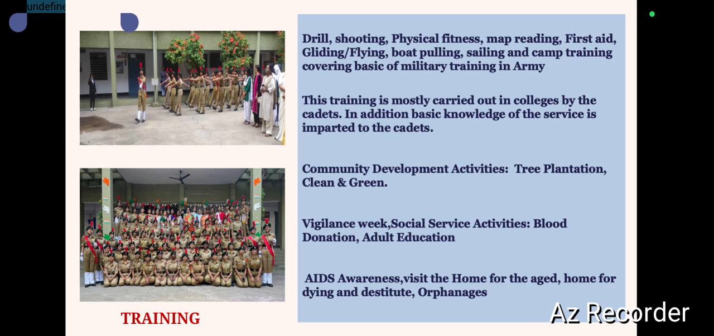The training includes drill, shooting, physical fitness, first aid, gliding, sailing, and camp training covering the basics of all military training. This training is carried out in the college by the cadets, and in addition some basic knowledge of the service is also imparted to the cadets. The regular CCA activities include community development activities like tree plantation, observing vigilance week, and social service activities like blood donation, AIDS awareness, and visits to homes for the aged, orphanages, etc.